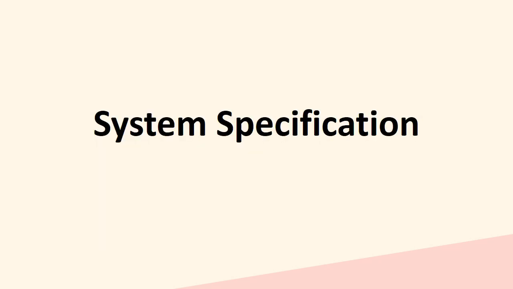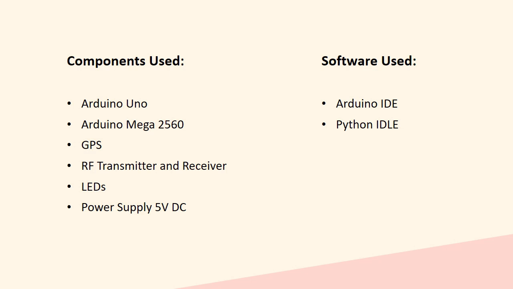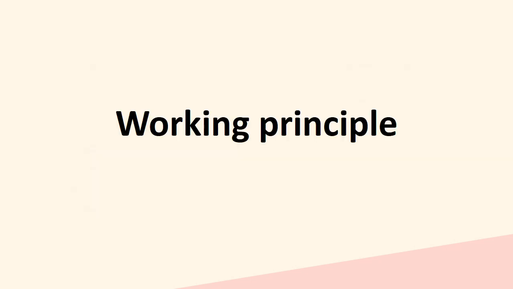System specification. The components that we have used in this project are Arduino Uno, Arduino Mega 2560, GPS, RF transmitter and receiver, LEDs, and power supply, and the software used are Arduino IDE and Python IDLE, and we have used the languages Embedded C and Python to complete this project.